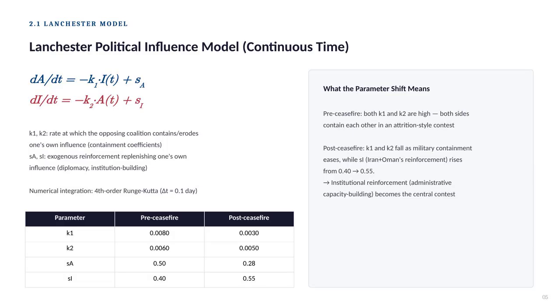The Lanchester model uses two coupled differential equations. Here, K1 and K2 are containment coefficients, representing how strongly each side suppresses the other's influence, while SA and Psi are reinforcement terms representing diplomatic and institutional support. Before the ceasefire, both containment coefficients are high, reflecting a mutual attrition contest. After the ceasefire, military containment eases, but the Iran plus Oman coalition's reinforcement term rises sharply, from 0.40 to 0.55, showing that institutional capacity building becomes the central contest.